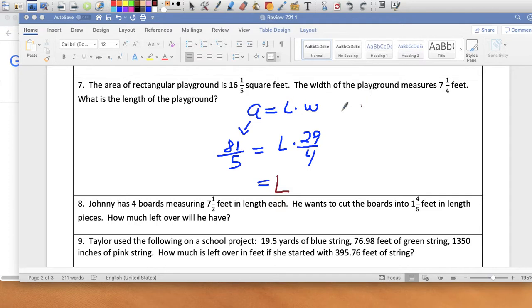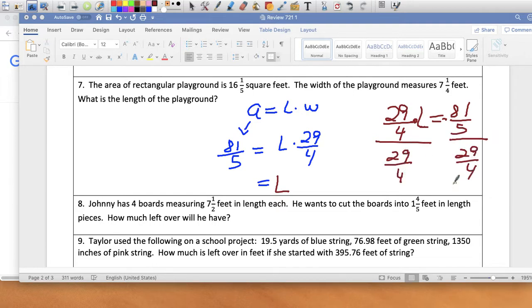Sorry, let me take a step back and rewrite this. I'm going to write 29 over 4 L equals 81 over 5. I put my variable on the right side, so no big deal. Because we want to use the inverse operation, I'm going to divide this side by 29 over 4, and I'm going to divide this side by 29 over 4, right?